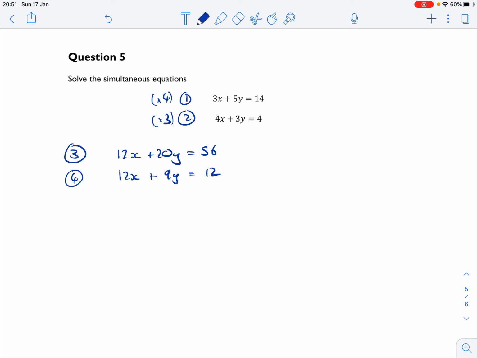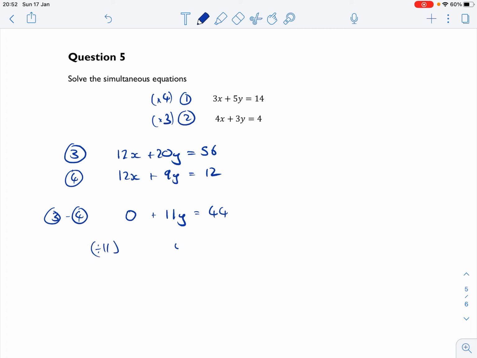So I go back, I think about it. They're the same sign and the same value, so I'm going to subtract the two equations. I'm going to go for equation 3 minus equation 4. 12x minus 12x is 0. Always check that. It's easy to get lazy here and not check it. Always check it carefully. 20y minus 9y is 11y. 56 minus 12 is 44.